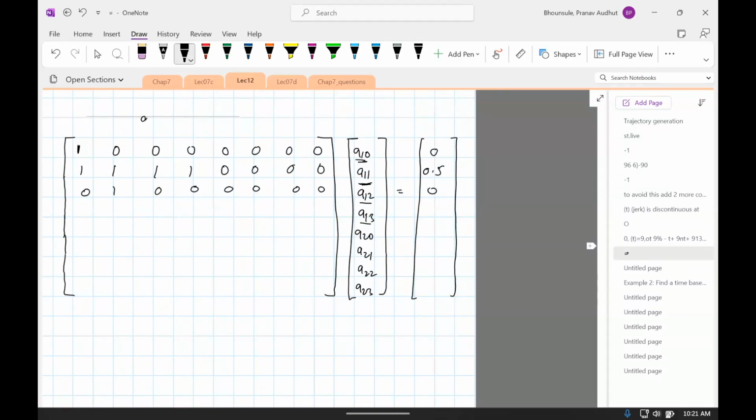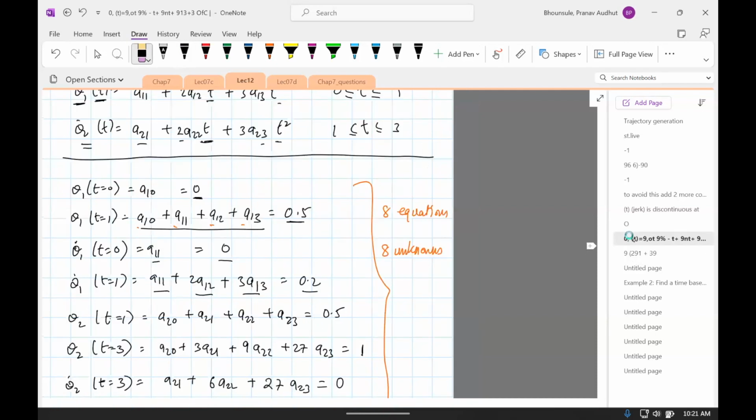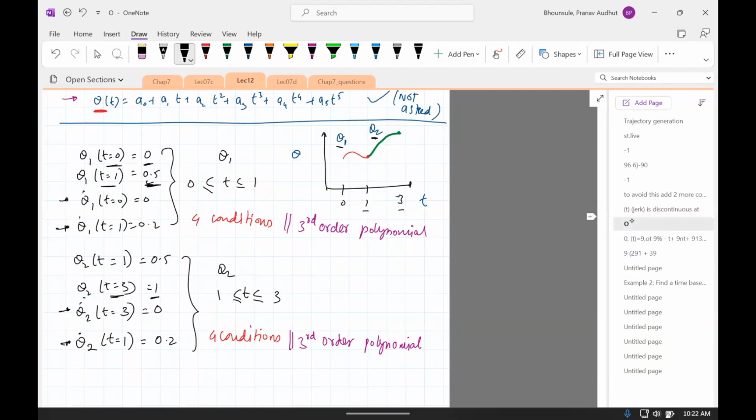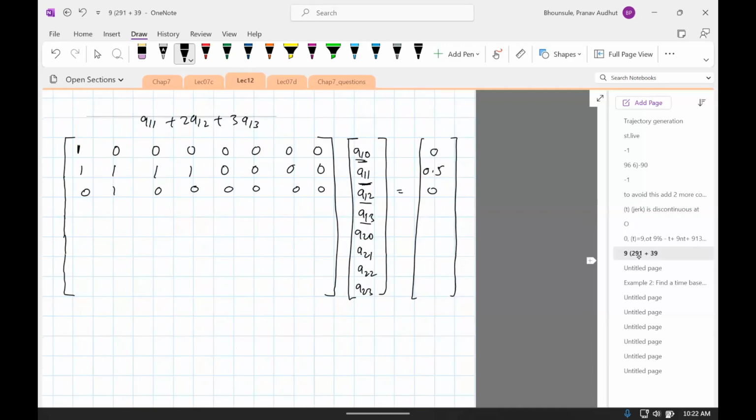That will be A11 plus twice A12 plus 3 times A13 plus... I'm making a mistake here. Is that right? I think it's right. No, there's no A10, okay. 2, 3, 1, 2, 3, 0.2. Okay.